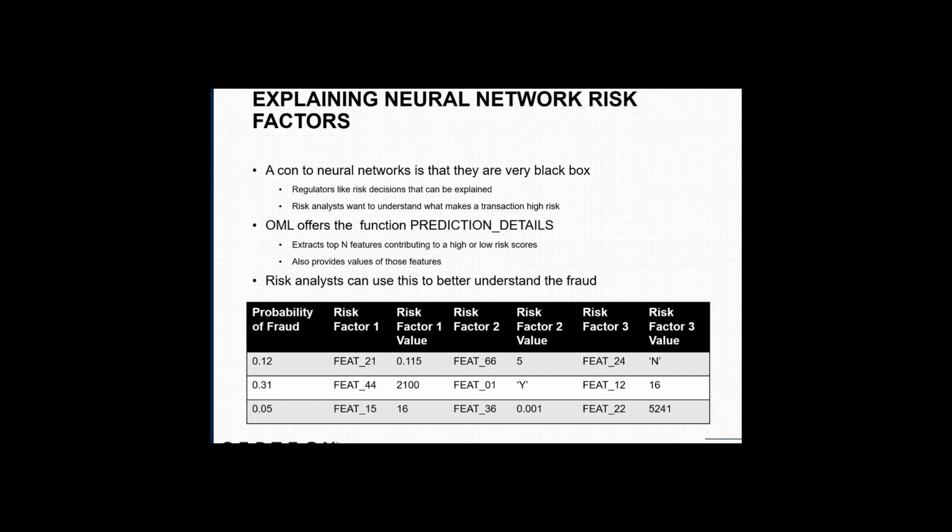So OML offers prediction details. I'm able to extract the top N features contributing to, in our case, a high risk score, and it also provides the values of those features. So the idea here, based on the grid below, is I'm showing a probability of fraud that puts them at above average risk. The risk analysts want to know why. I could show them why. So at this point, I'm going to go ahead and hand it off to Chris Jacobson, and he's going to show us a good use case.